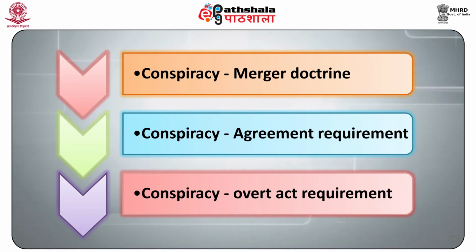Then is conspiracy liability for co-conspirators. Each conspirator is liable for all the crimes of co-conspirators if those crimes were committed in furtherance of the conspiracy and were foreseeable. Next is the conspiracy agreement requirement. The agreement need not be expressed. Intent can be inferred from conduct. But note, if one person in a two-party conspiracy is merely feigning agreement, the other person cannot be guilty.